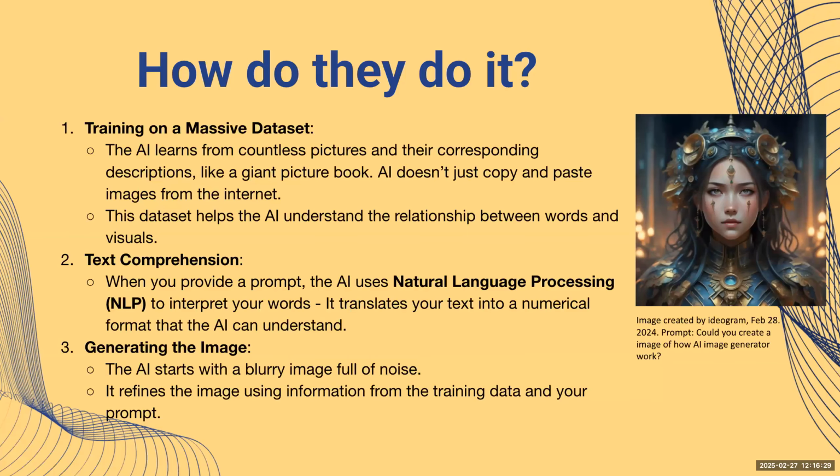After that, the AI first starts with a blurry image full of noise, and the process is called diffusion. It keeps refining the image using the data from the training data and also your prompt. Then, let's go to the next slide.